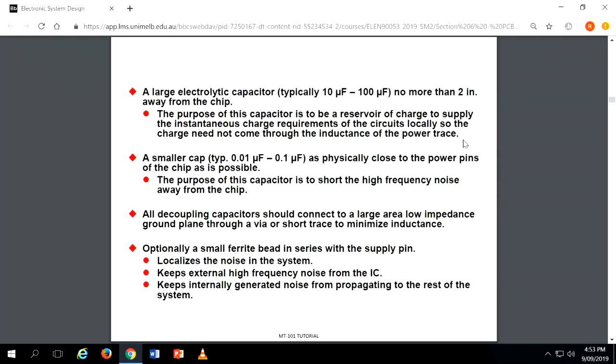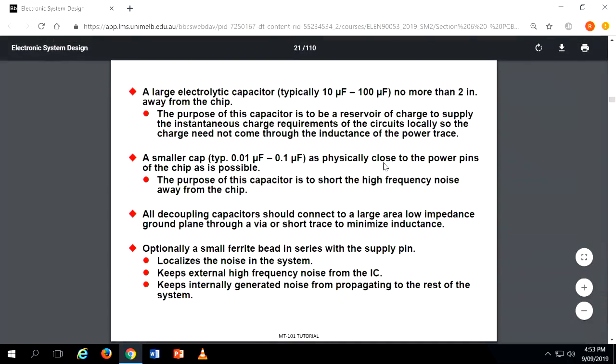Then a smaller cap as physically close to the power pins of the chip as is possible. A smaller capacitor, that is for bypass. The purpose of this capacitor is to short high frequency noise away from the chip. All decoupling capacitors should connect to a large area low impedance ground plane through a via or short trace to minimize inductance.